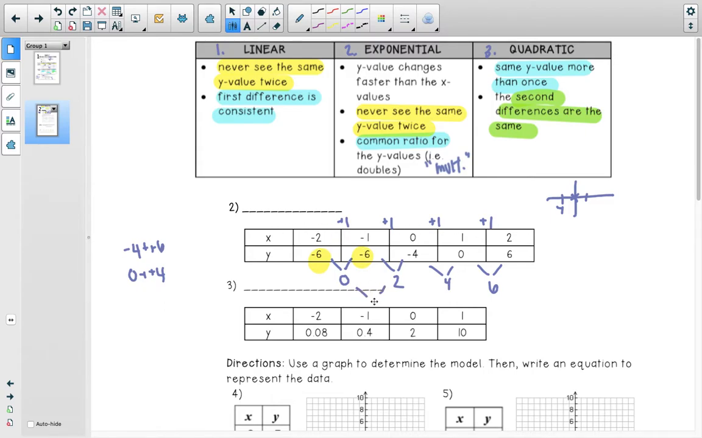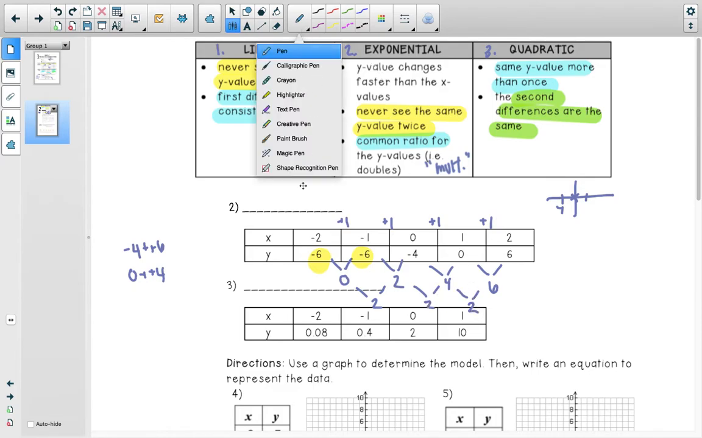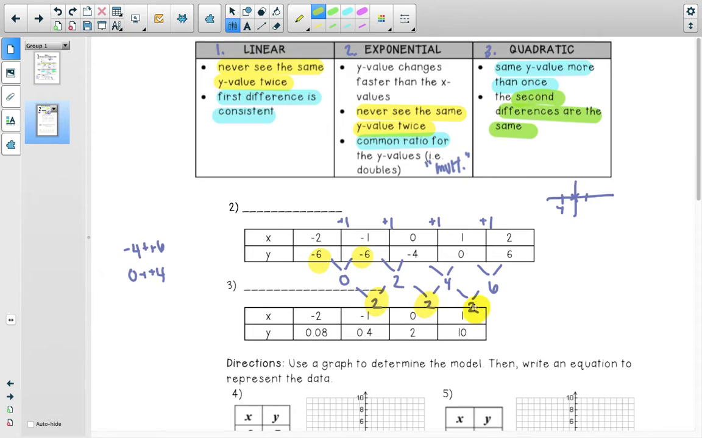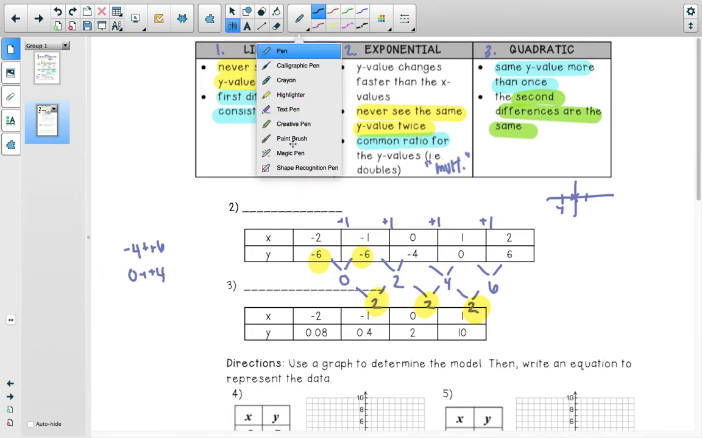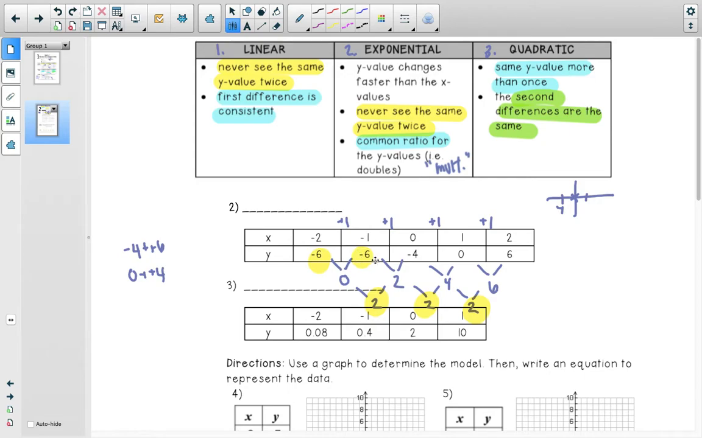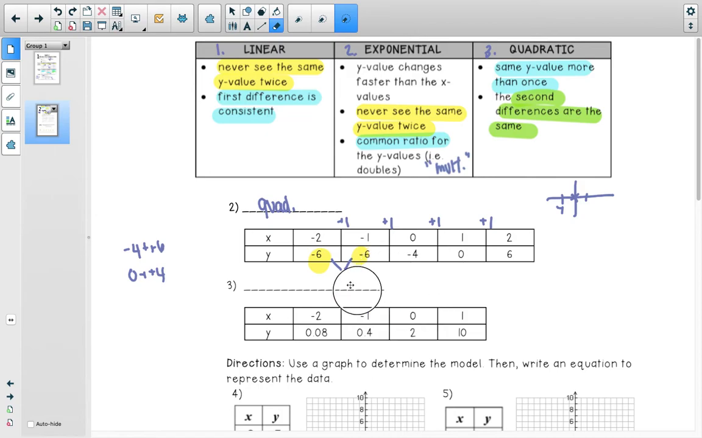The difference between 0 and 2, well, that's 2. It goes up 2. Same for 4 and 2, and same for 6. Well, we notice that they have the same second difference. So that's what it means by second difference. It means find the difference between the y values given, and then find the difference between those differences. So for 2 reasons, this is quadratic. Okay, and I'm going to get rid of this because it is in my way of the next problem.